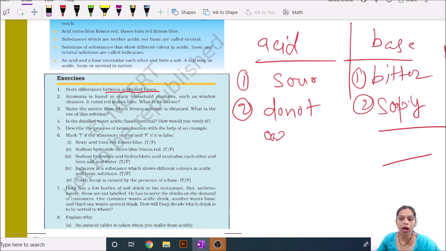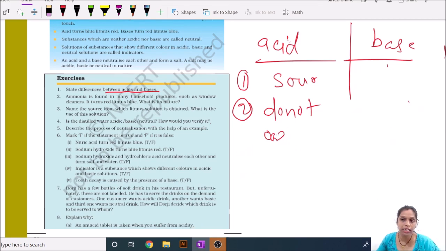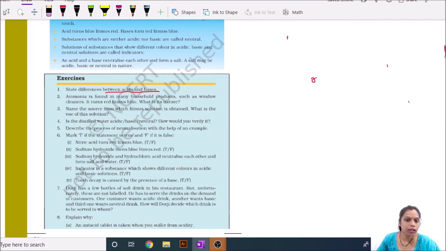Okay. Now the next question of this chapter is: ammonia is found in many household products such as window cleaners. It turns red litmus paper into blue. Then what is the nature? Then it is basic in nature. Okay.